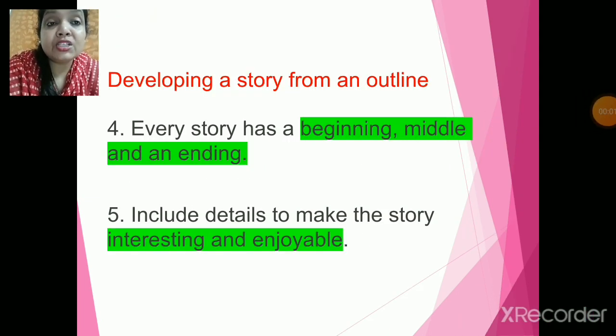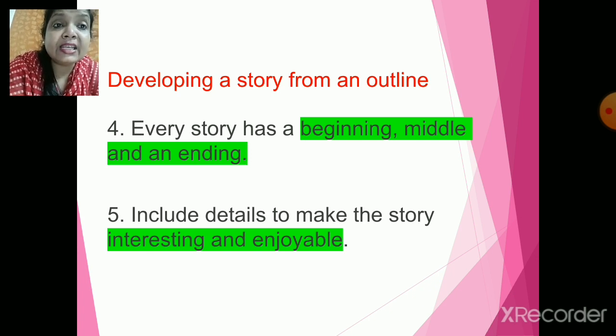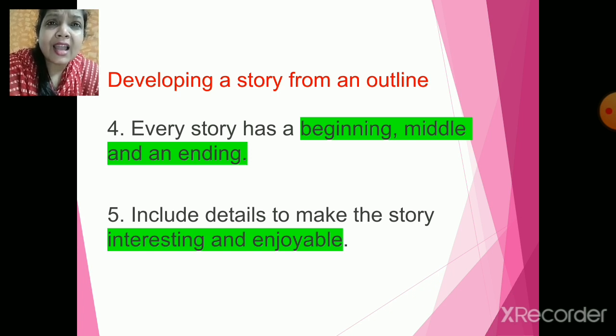Now let us come to the important part, that is beginning, middle and ending of the story. Every story should consist of these three important parts. There has to be a beginning of the story, it should consist of the middle part of the story, and then the end of the story. You also have to include details to make the story very interesting and enjoyable. If you want to make your story very enjoyable, you can add some kind of conversation in it so that the reader will actually enjoy it and relate to that story in their mind. The reader will think that yes, this story is really good and this is actually giving life to the story.